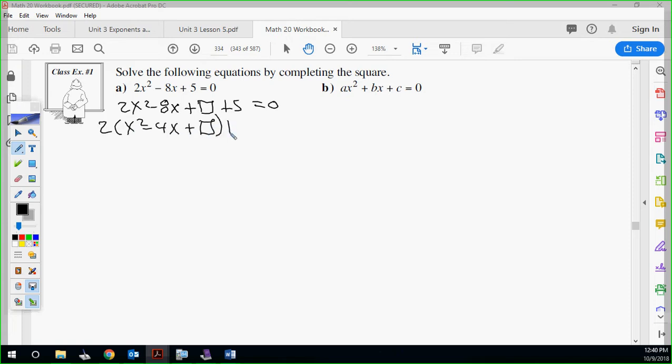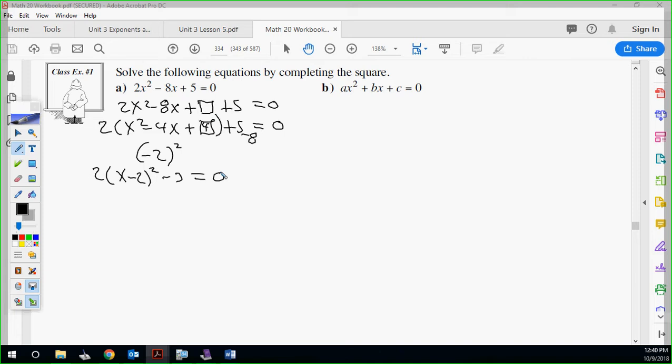Now we're here. Doing the warm-up right now. Half of -4 is -2. -2 squared is 4. 4 times 2 is 8, so we're going to minus 8 to the 5. Now it shrinks down to this: 2 times x minus 2 squared, 5 minus 8 is -3, equals 0. So we just did the complete the square step.